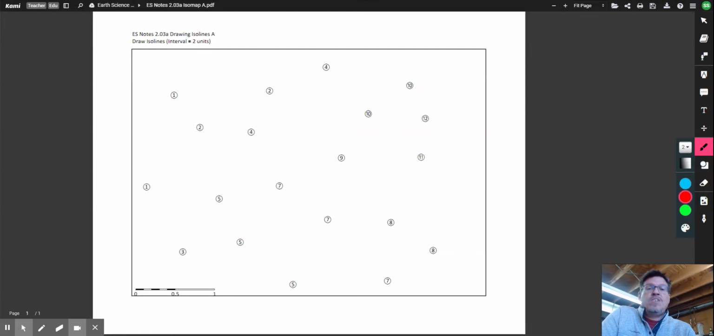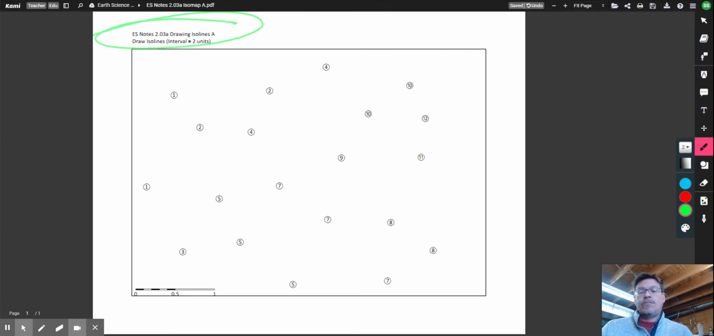Hi guys, so this is going to be how to draw isolines A. So what I've done is I've opened up the PDF file ES Notes 203A Isomap A, and you can see that up here. There's the title right there. All right, so this activity, I think we all got a chance to do in class. So this should be review, but I'm going to go through it just like it's brand new for those people who didn't get a chance to see it.